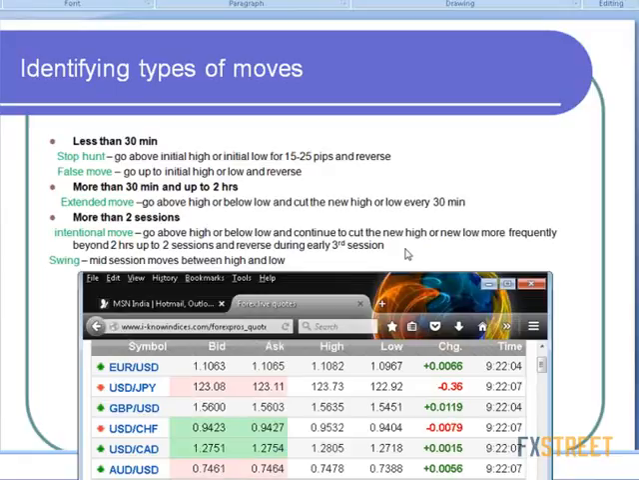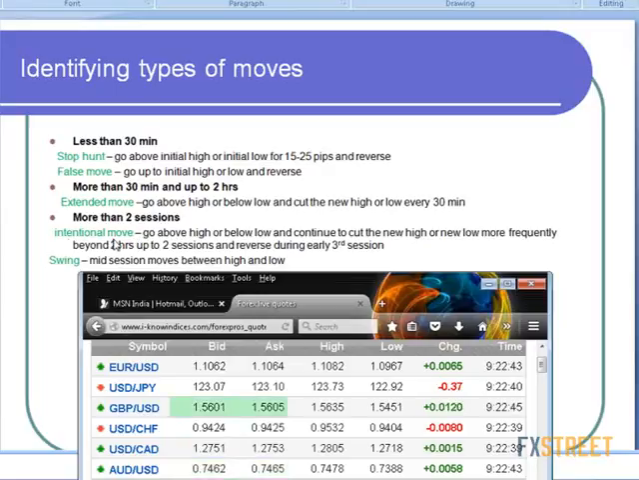Intentional move is a slow move which happens for 2 sessions and the start of the 3rd session. Slowly they will make the slide in the market pip by pip. They will cut the new low every 30 minutes and start making the slide. Similarly, the intentional move can be on the upside. After making a quick drop, they can slowly gain the level pip by pip. Every 30 minutes, they can cut the new high and continue to gain for 2 sessions and the start of the 3rd session. So this intentional move indicates their intention for the day.